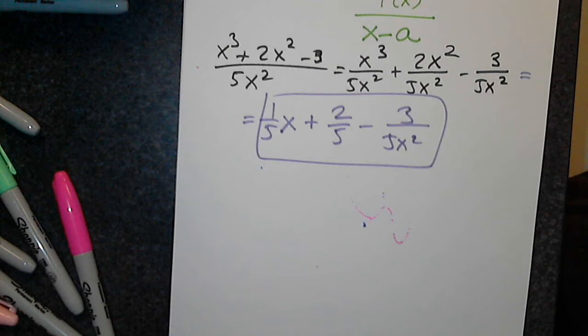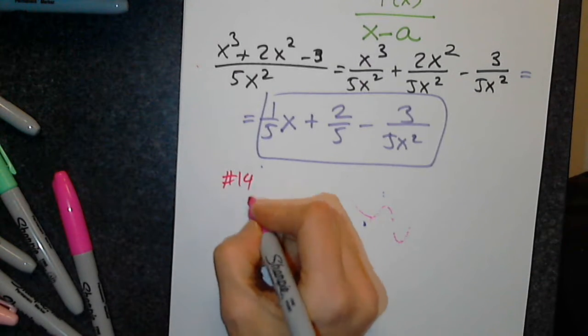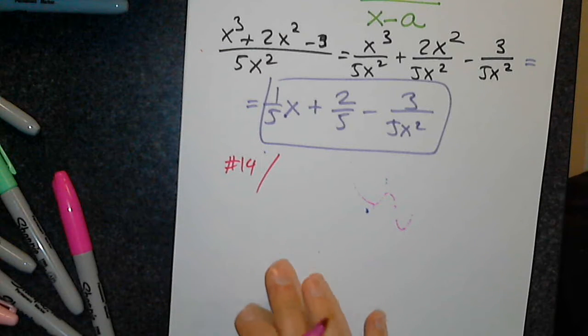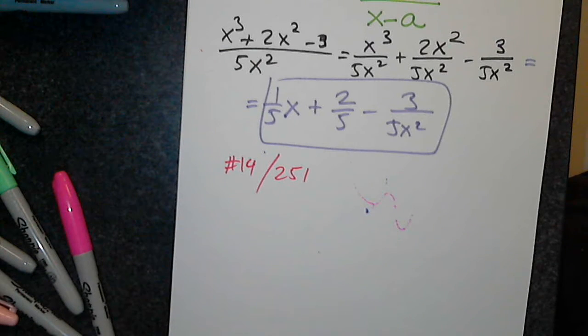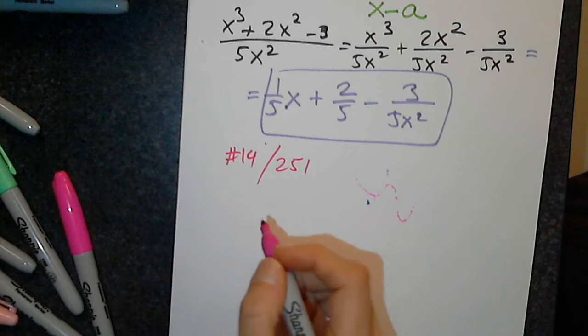Now, dividing two polynomials. On page 251, please choose. I would like to choose, please choose number 14. Thank you. I need to show you an example like that. But thank you for choosing it. So yes, number 14 on page 251.